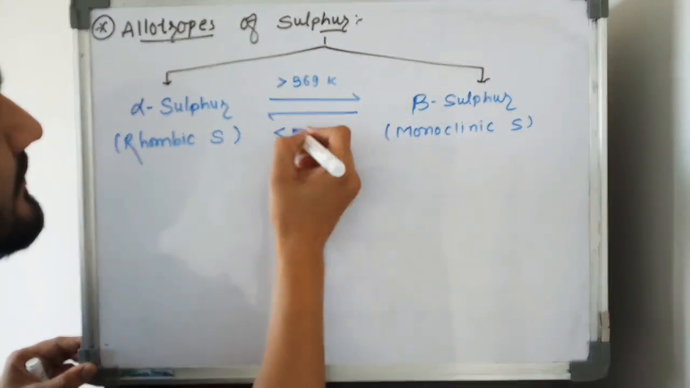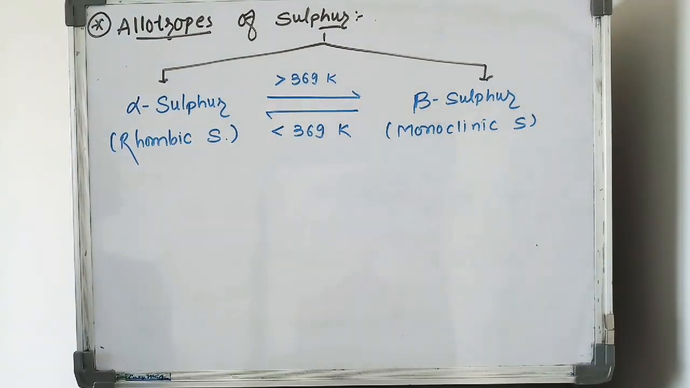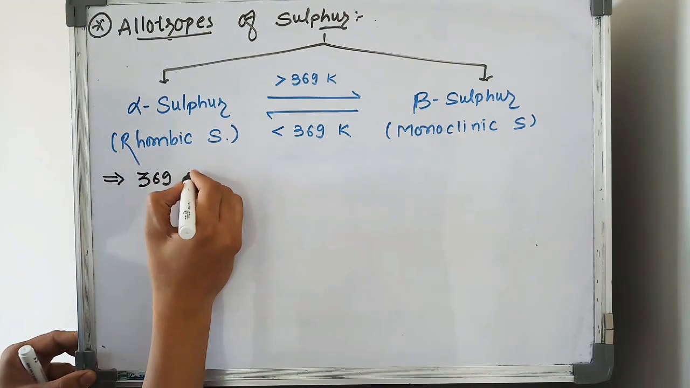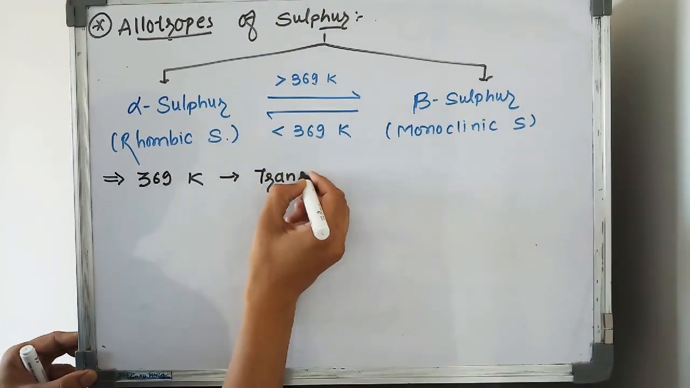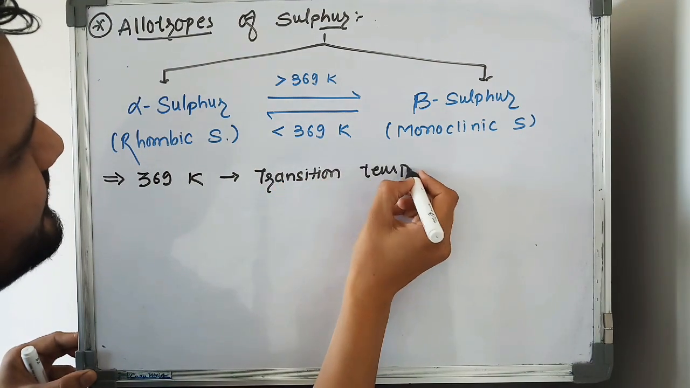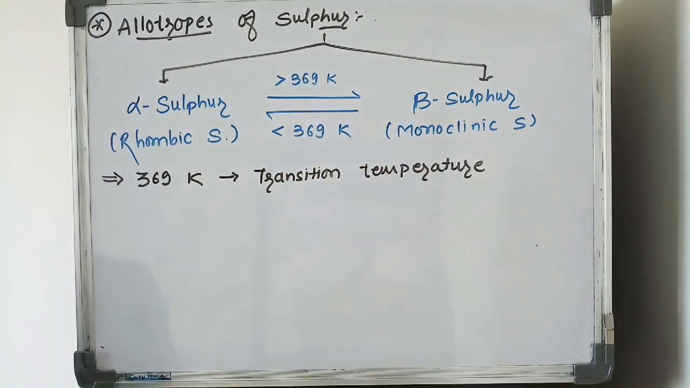sulfur is converted to alpha sulfur when the temperature is below 369 Kelvin. So this 369 Kelvin temperature is called the transition temperature. When the temperature is above 369, the alpha sulfur gets converted to beta. If the temperature is lower than that, then beta sulfur gets converted to alpha sulfur.